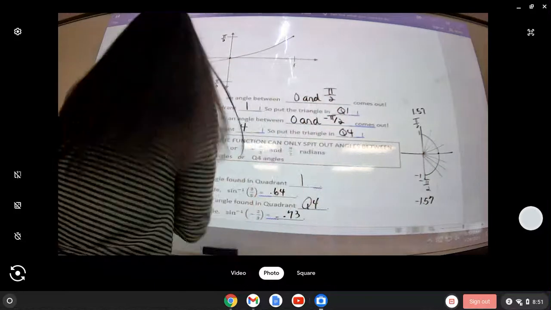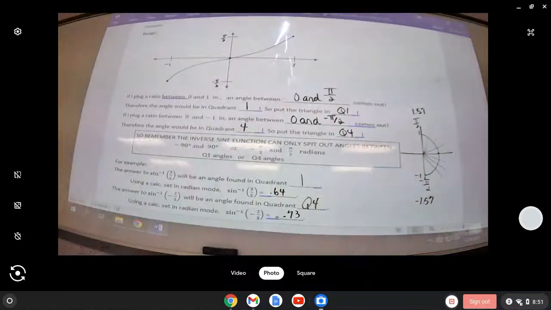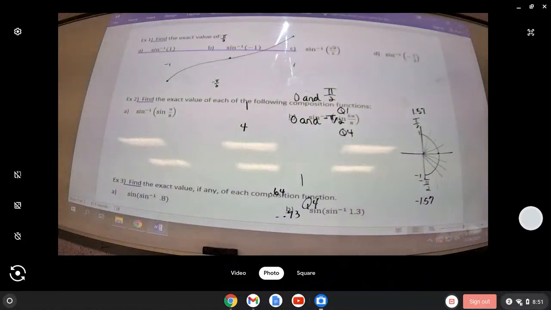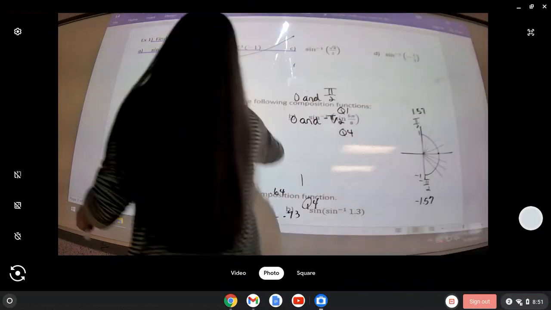All right, let's try some examples. You shouldn't need a calculator until the very, very bottom of the notes.